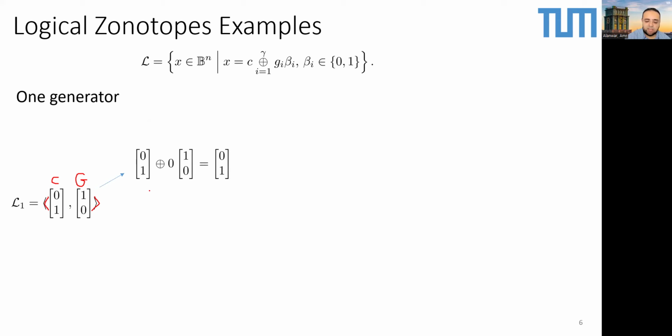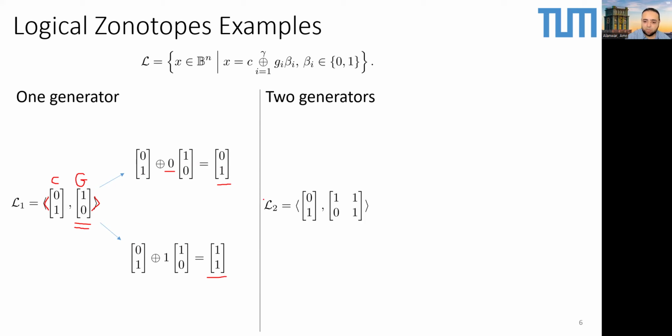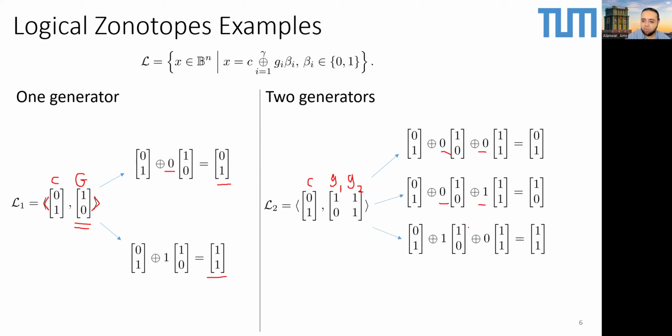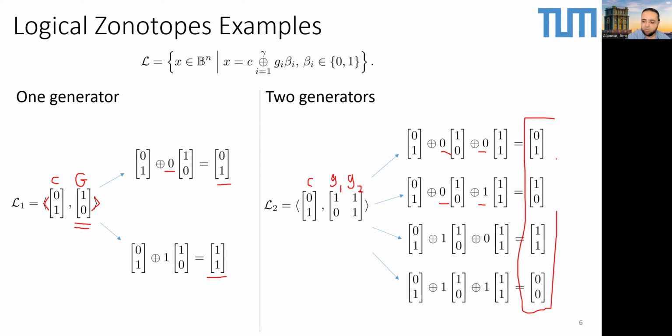So to convert it into 2 points, we will have the beta as 0, and we will XOR the C with the generator. We will get 0, 1, and then we will XOR the C with the second generator to get 1, 1. So we have represented 2 binary vectors using only one generator. If we have 2 generators here, G1 and G2, and this is the C, the beta will be 0, 0, 0, 1, 1, 0, and 1, 1. So we have represented 4 binary vectors using 2 generator vectors only.